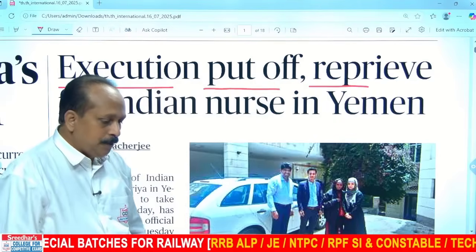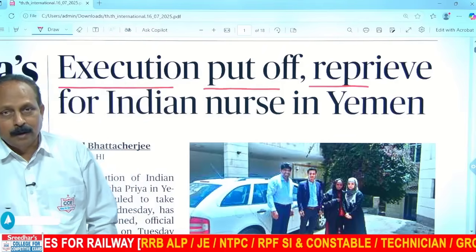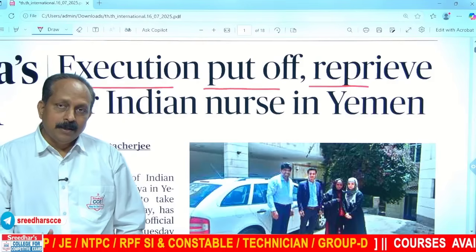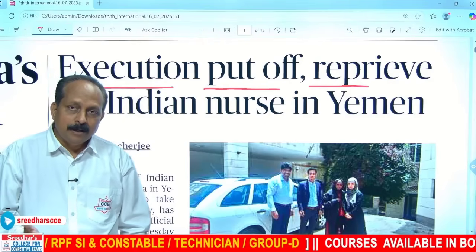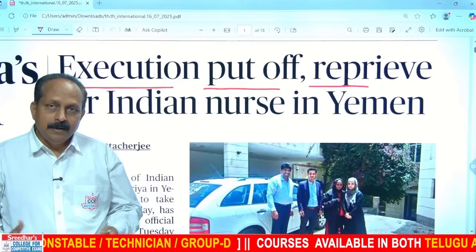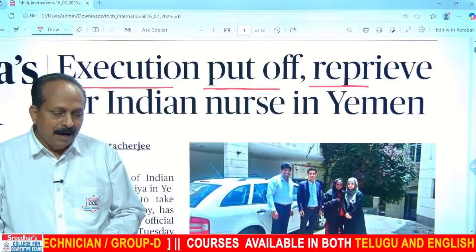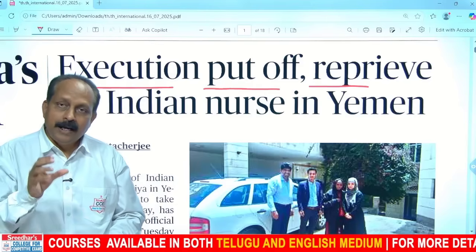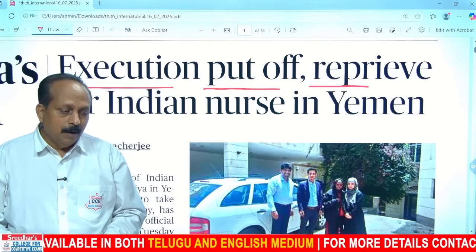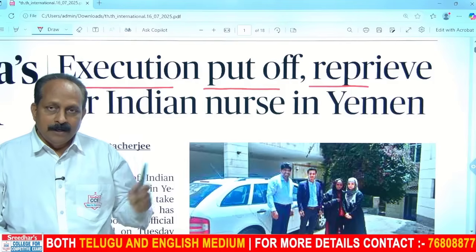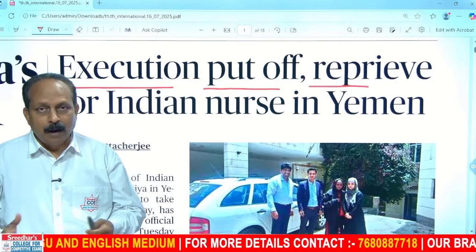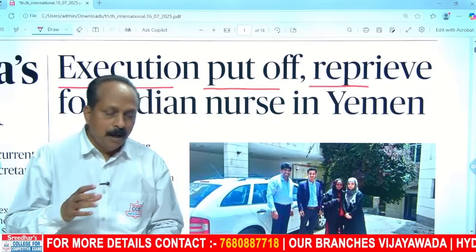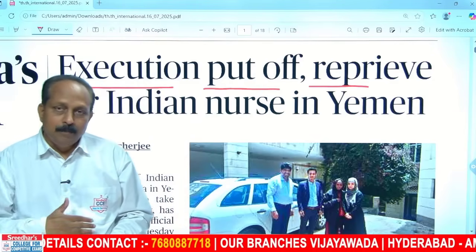First, what is execution? Execute the orders means implement the orders, one meaning. The manager has executed the orders given by the top management. Means he has implemented, he has done the work, one meaning, execute, do something. But in this context, it goes with death penalty or capital punishment, execution, death penalty or capital punishment. Execution put off means that death penalty or capital punishment has been put off.